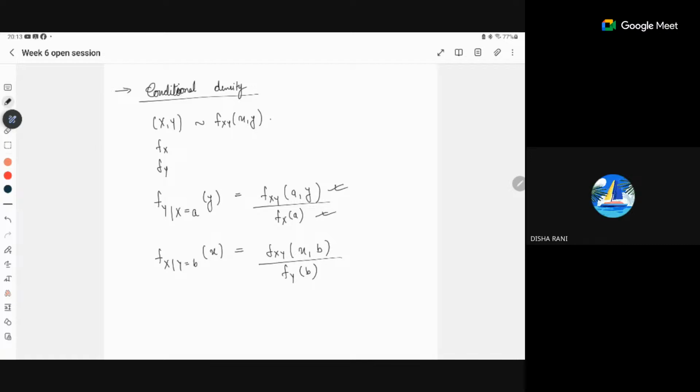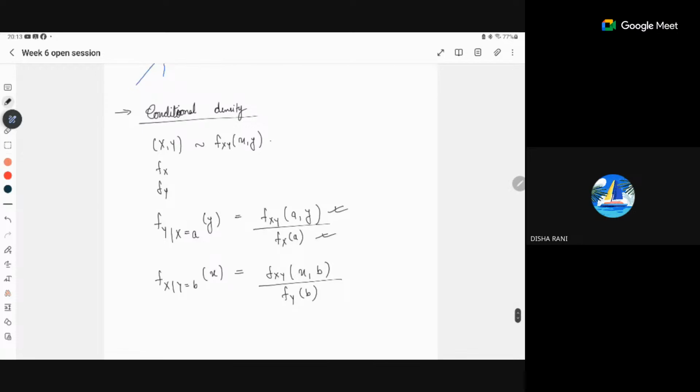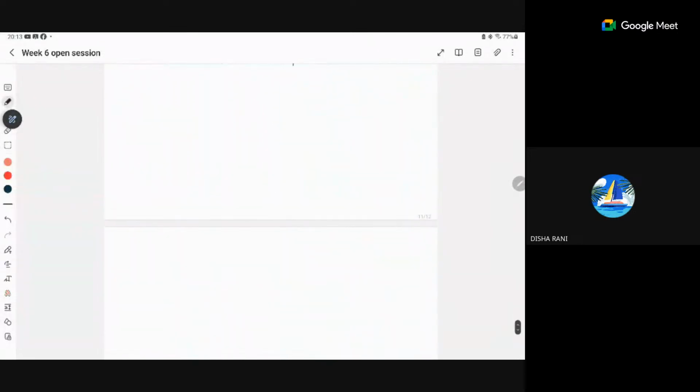Okay, can we do this question for our non-uniform distribution case? The joint density was given as x plus y for x, y lying between 0 and 1, 0 otherwise. So what was my f of x? I'll just write this was x plus 1 by 2 for x lying between 0 to 1. Now can you find the conditional density f of y given x is equal to a?